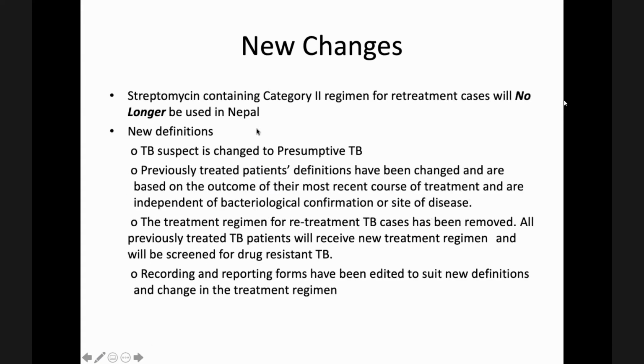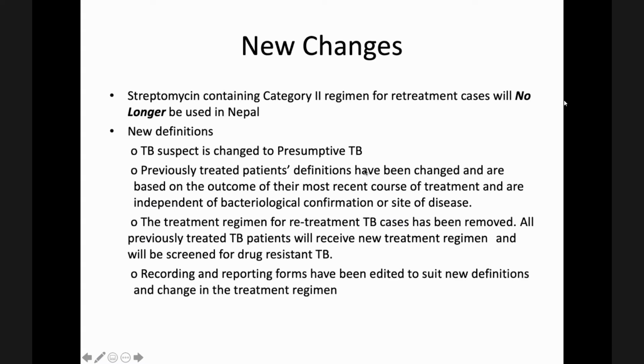Now, streptomycin-containing category 2 regimen for retreatment cases will no longer be used in Nepal. So this is another thing. That's why the category 2 regimen is not being used. The new definitions they have added: TB suspects is changed to presumptive TB. So we have to presume that it is TB. Now the term suspect has been changed.